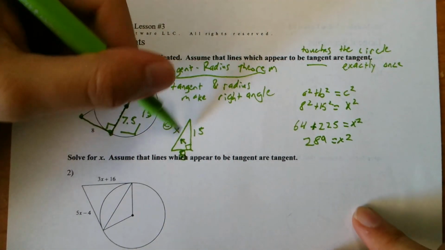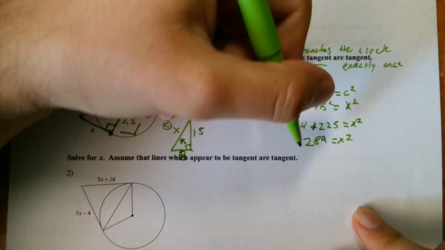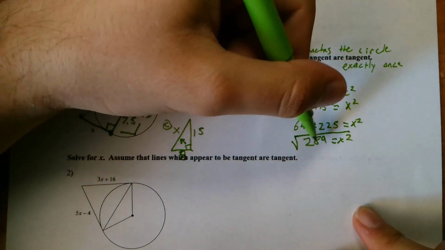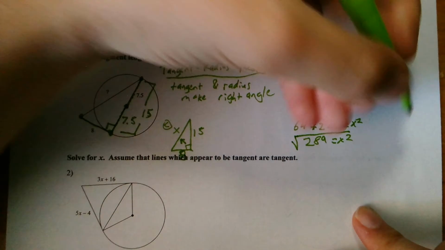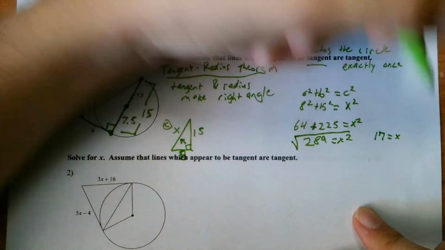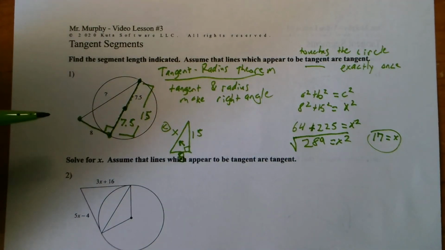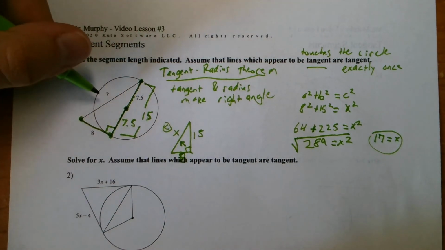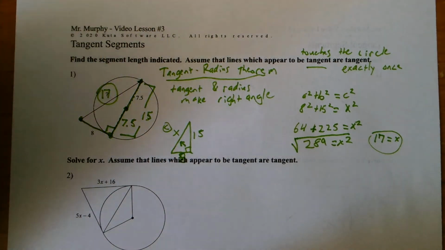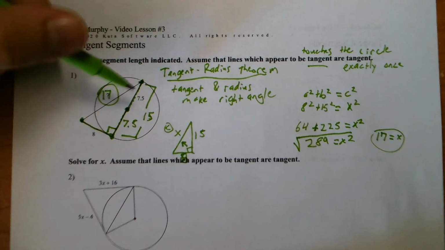And then since x is not squared on the actual diagram, we now have to take the square root of both sides. I'm just going to draw one big square root sign to show that I'm taking the square root of 289 and the square root of x squared. Square root of 289 works out to 17, so x equals 17. If I were to write that on the diagram, that would mean this length from this point to this point is a length of 17 units.